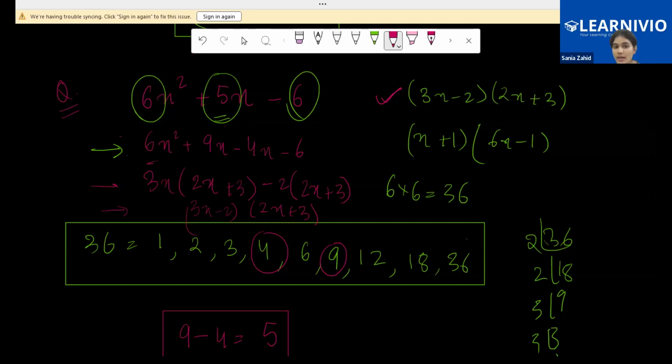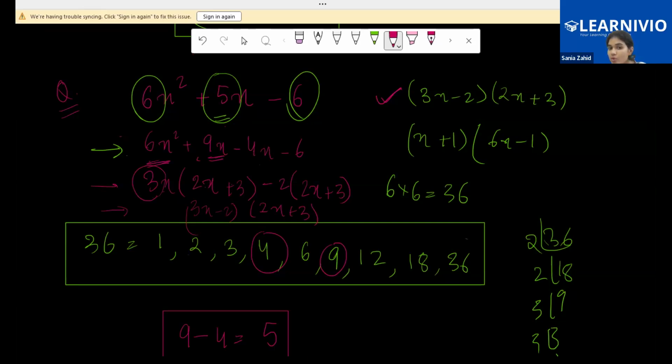Then from 6x square and plus 9x, I can take the common factor, which is 3x. HCF is 3. So I write down 3x outside the bracket and then I'm left with 3 into 2 is 6 and 3 into 3 is 9. So I am left with 2x plus 3.